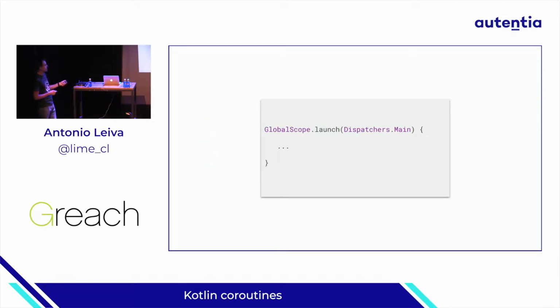So the way to use it is like this: global scope dot launch dispatchers main. This would substitute the coroutine word that I used at the beginning. Here we need to identify dispatchers main, because otherwise it would use the dispatchers default that we saw at the beginning.